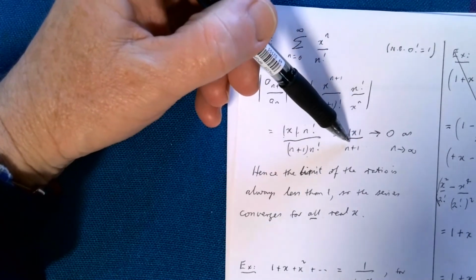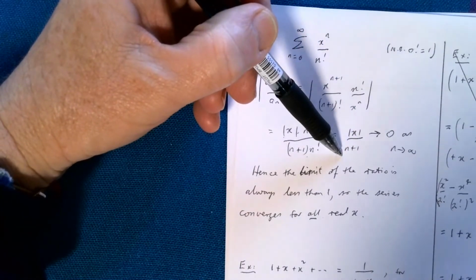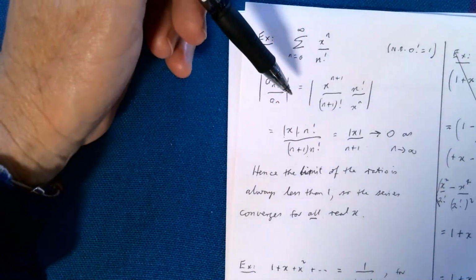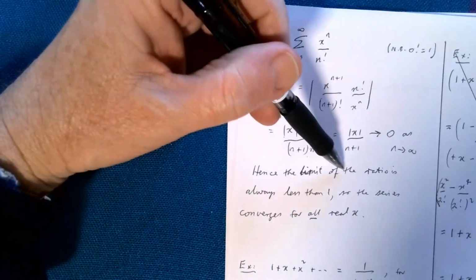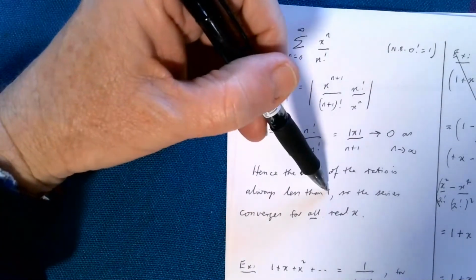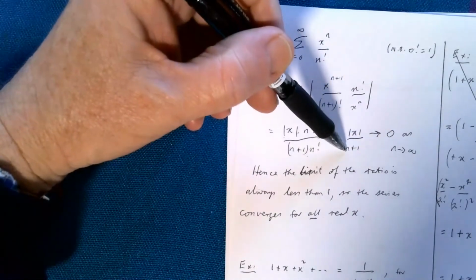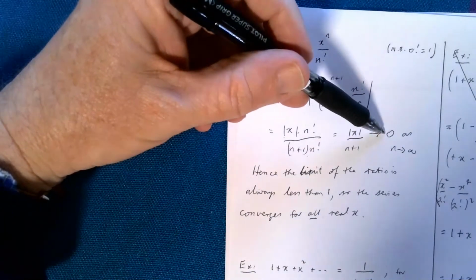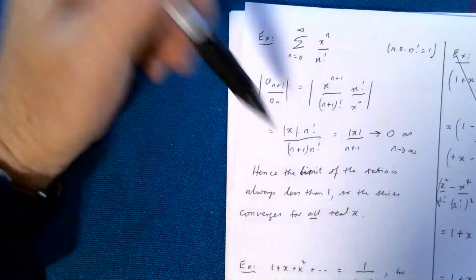So as n gets very big, this is some finite number over something which is becoming very big, and this is going to 0 as n goes to infinity. It automatically goes to 0. So the limit of the ratio is always less than 1. This 0 is less than 1. Doesn't matter what the x is. As n goes to infinity, for any finite x, this is going to go to 0. And so it means the series converges for all real x.